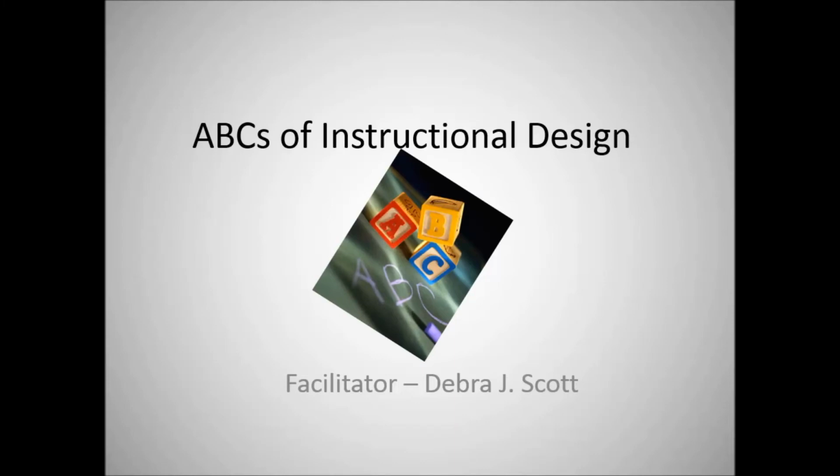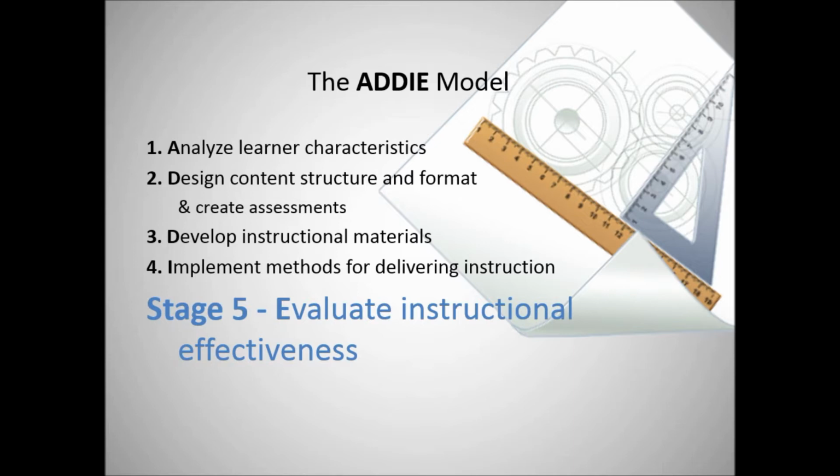This section of the ABCs of Instructional Design focuses on the evaluation stage of the ADDIE instructional design process. In the ADDIE model, you begin by focusing on the unique needs of the learner. Next, you determine what the learner should know and understand as a result of completing your instruction. Then you develop instructional materials, followed by delivering the instruction. And in stage 5, you evaluate the effectiveness of the instruction.